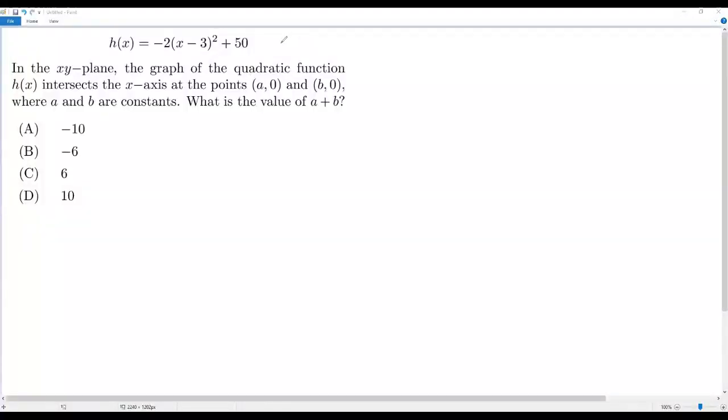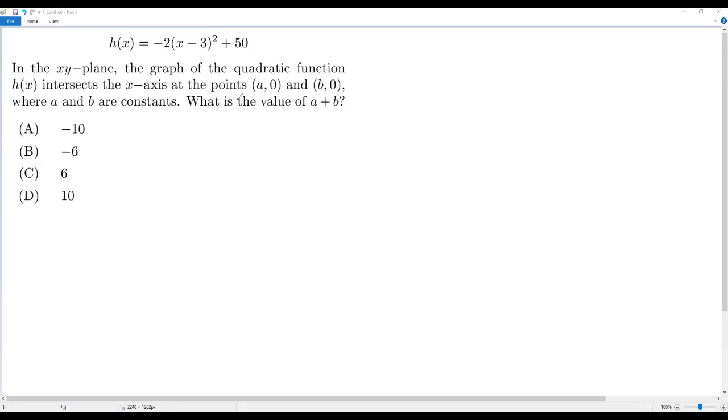Here we have a SAT math question. There is a function given over here that is h of x equals negative 2 times (x minus 3) the whole square plus 50. In the xy plane, the graph of the quadratic function h of x intersects the x-axis at the 2 points (a, 0) and (b, 0), where a and b are constants. What is the value of a plus b?